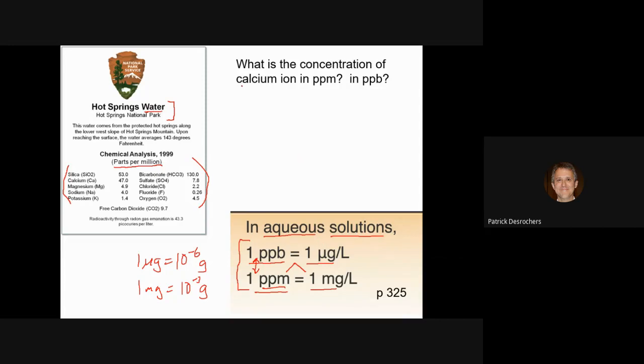What I want you to do is get an answer for this, in parts per million and parts per billion, and I want you to draw it from this chart over here. What is the calcium ion concentration in hot springs water in parts per million and parts per billion?